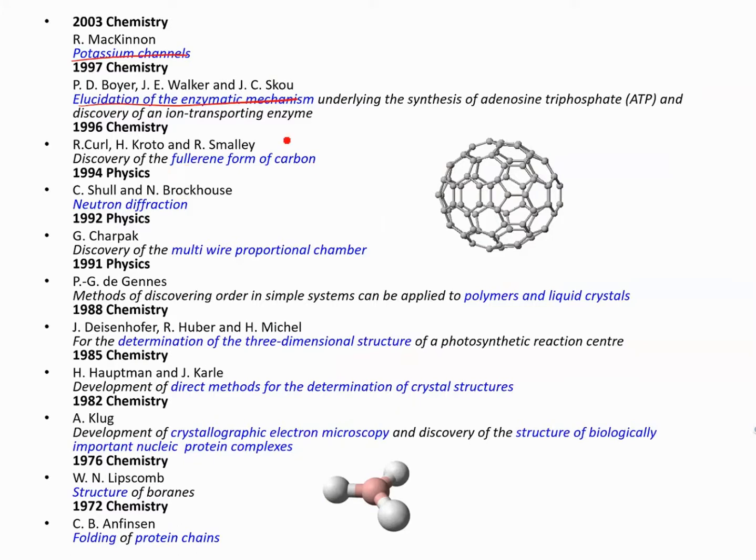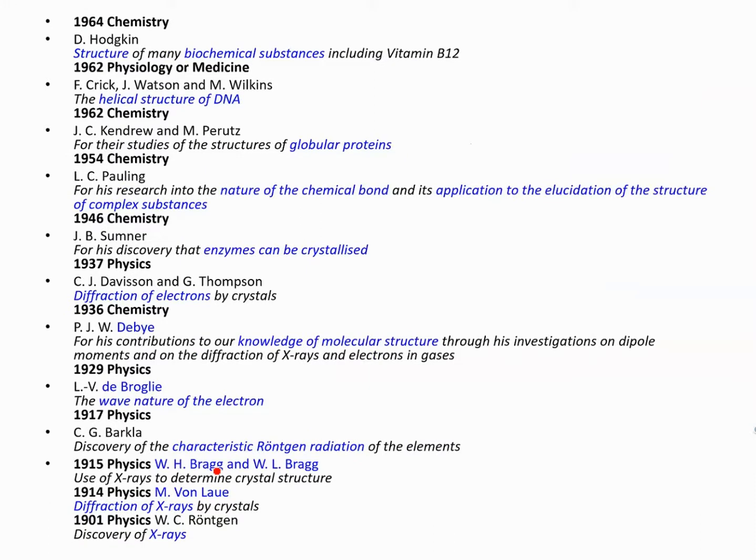1996, fullerene form of carbon. 1994, neutron diffraction. 1992, multi-wire proportional chamber. 1991, polymer and liquid crystal. 1988, determination of three-dimensional structure. 1985, direct method for the determination of crystal structure. 1982, crystallographic electron microscopy. 1976, structure of borane. 1972, folding of the protein chain. You see, there are many.